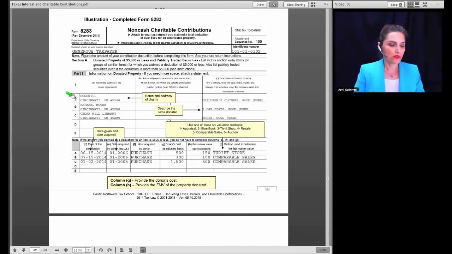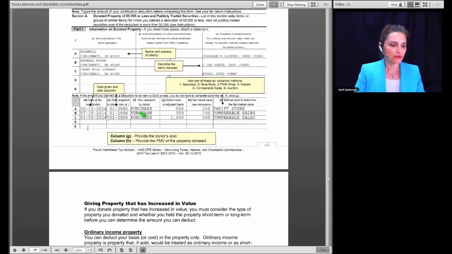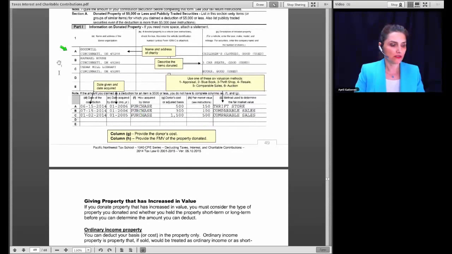And on the form, we show in column A the name of the organization and the address of the organization. Then in column C, we enter a description and the condition of that item that was donated. You can see here we've got children's clothes, good used condition, 3 car seats, good used condition, and books in good used condition. Then in the bottom part of the form, corresponding to each letter we see up here, so a big A up here corresponds to the big A down here, we're going to show the date of the contribution and the date acquired.